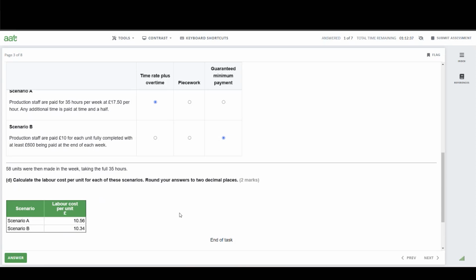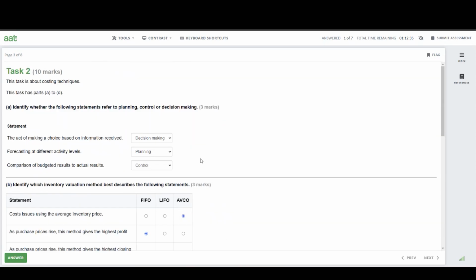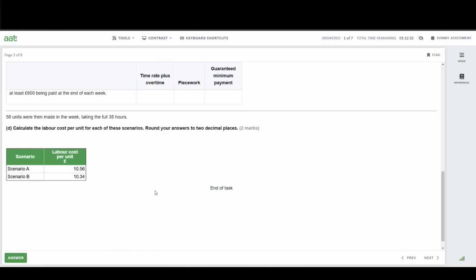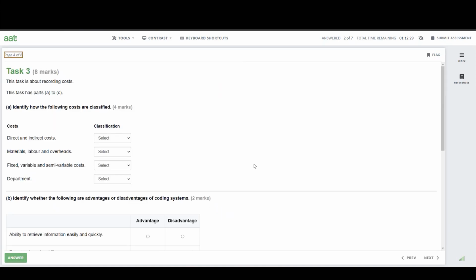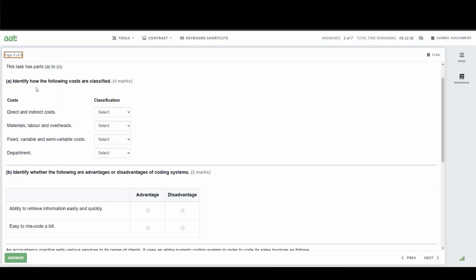Okay, so that is task 2 completed. Just have a quick check, make sure we've answered everything, and then we can click answer and move on. Task 3 is about recording costs, and it consists of parts A to C. So part A, we need to identify how the following costs are classified. So we've got some cost descriptions there, and we've got the classification method. So which classification method uses these types of costs? Let's have a look what we've got in the drop down.